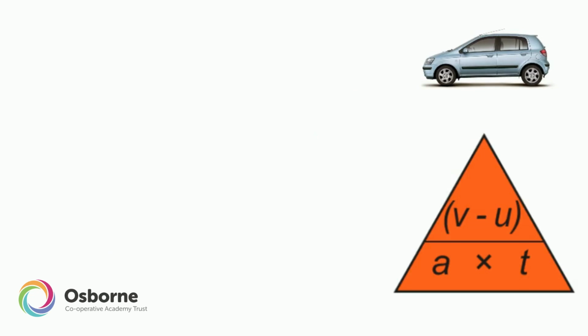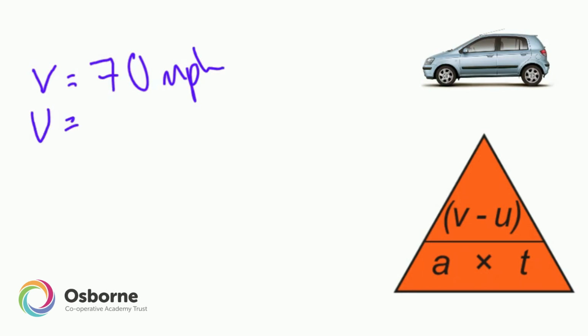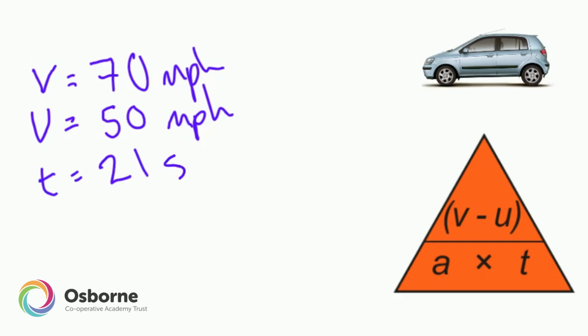Okay, so my V was my final velocity, which was 70 miles per hour. My U, so my starting velocity, was 50 miles per hour. My time was 21 seconds.